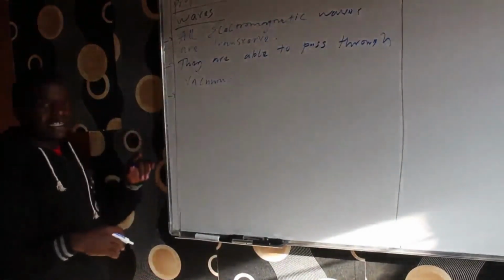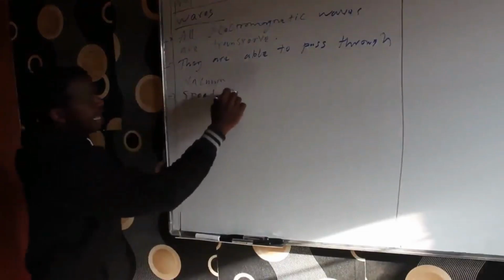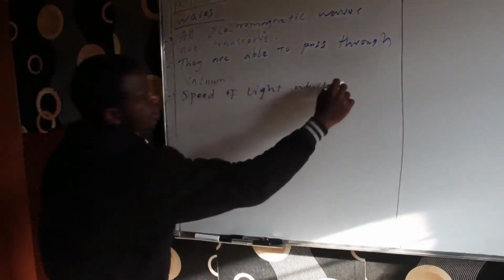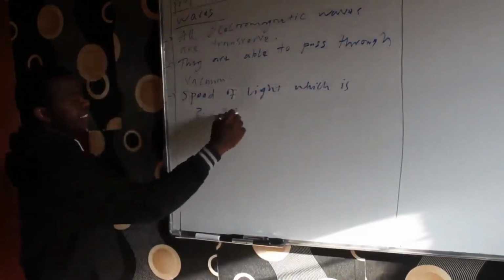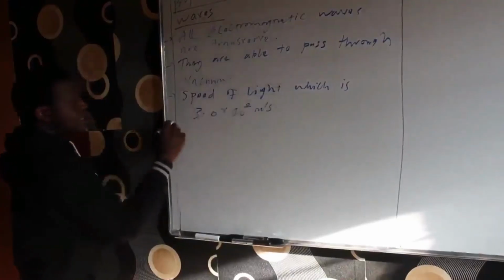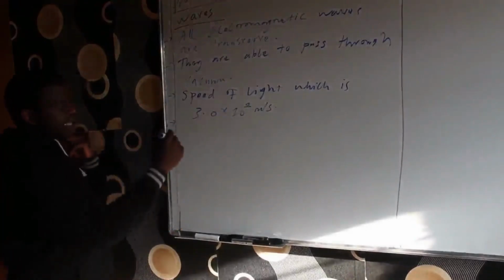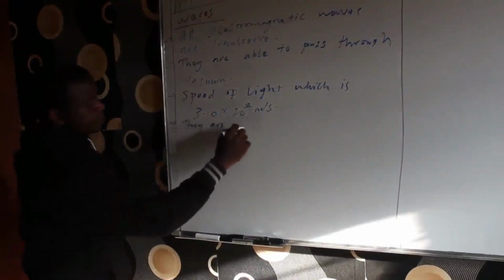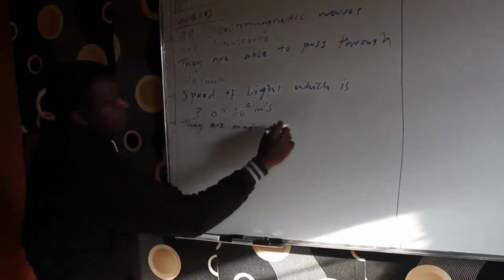Then the other characteristic is that they have a speed of light, which is 3.0 multiplied by 10 to the power 8 meters per second. Then the other characteristic is that they are made up of pure energy.